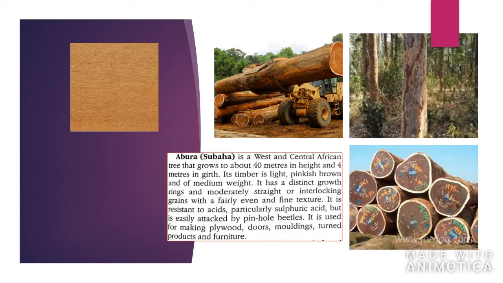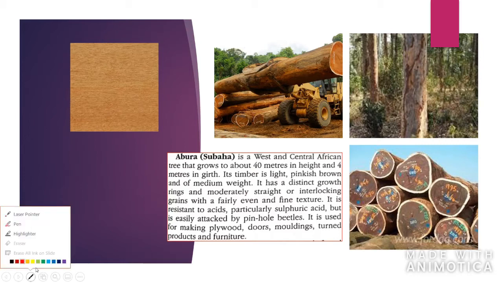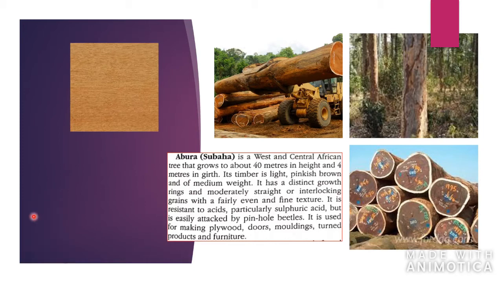Okay, the inside of them is pinkish brown, and they are of medium weight compared to others, and it has a distinct growth ring. Okay, so if you look right here, it has a distinct growth ring where in the middle it's very, very dark and dense, and on the outer part it's very, very light. So there's a huge contrast, meaning there's a difference between the two. The inner part is much darker than the outer part.